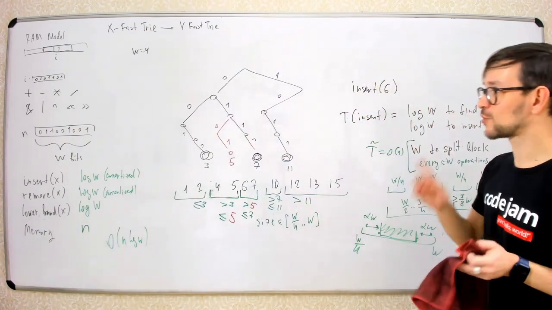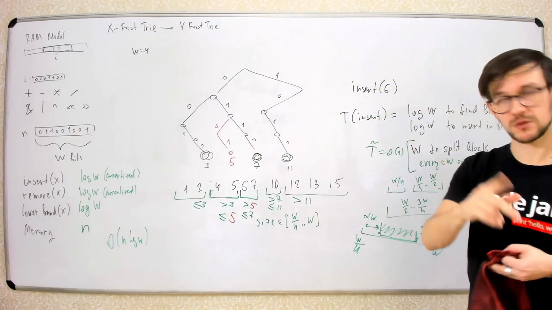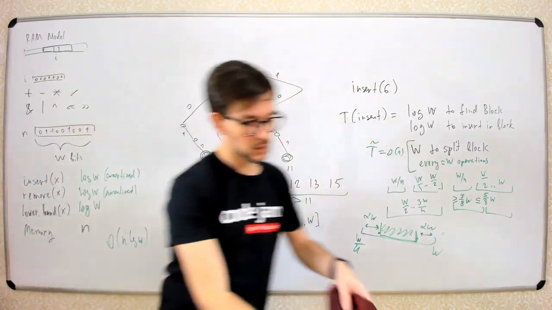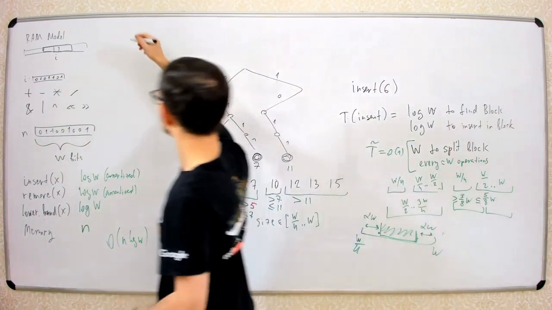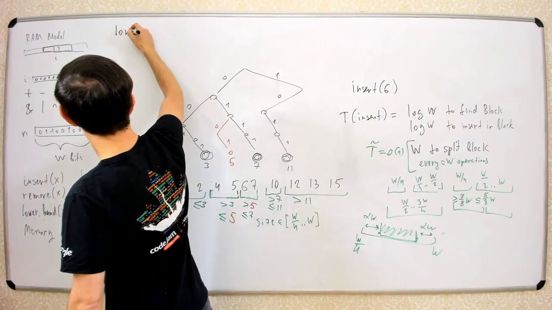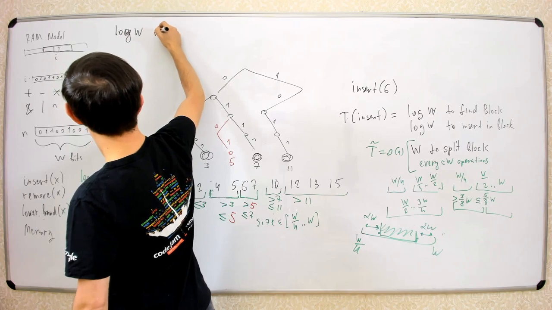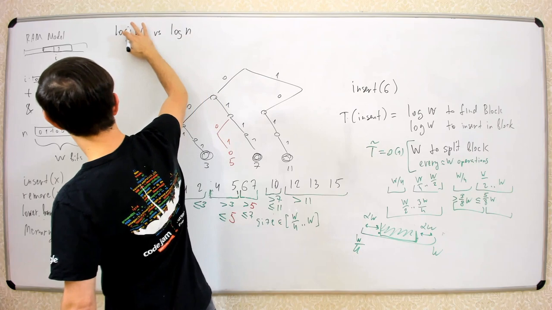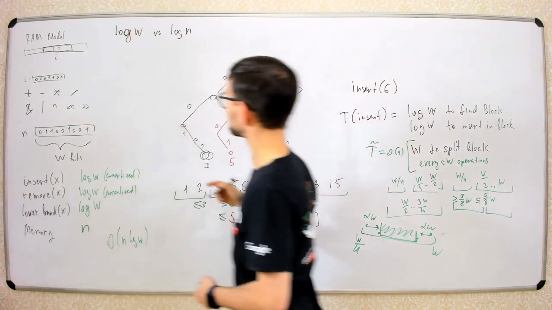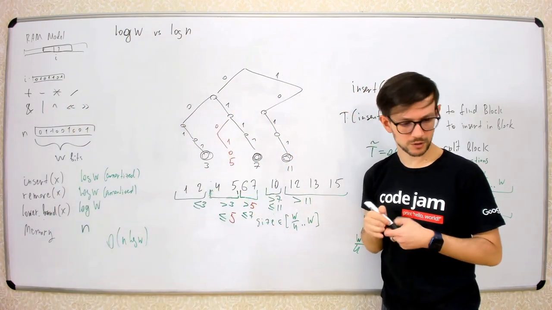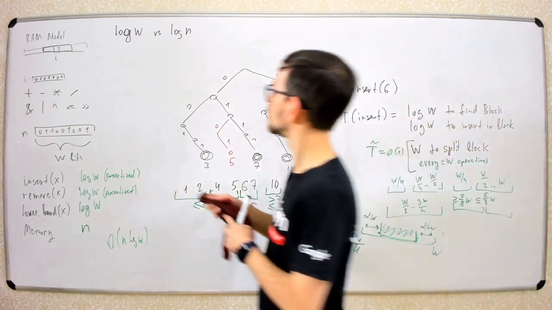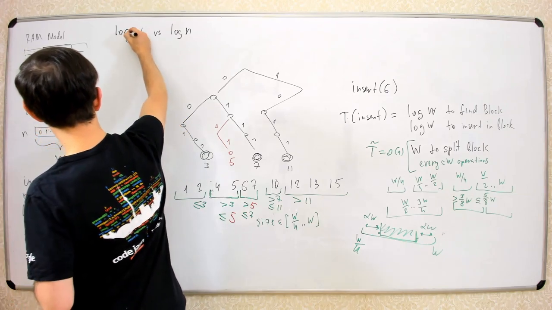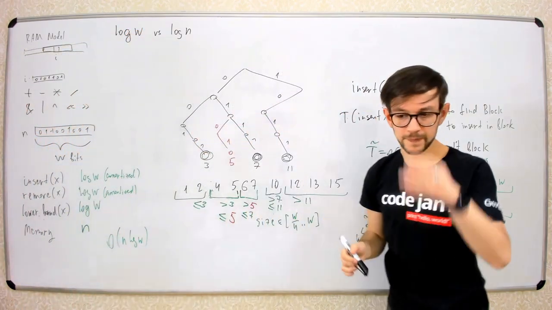Now, before we move next, let's discuss one thing. What is actually better, to have an algorithm with log W complexity or log N? Which one is better? What do you think?